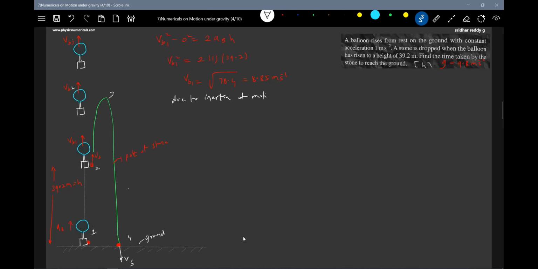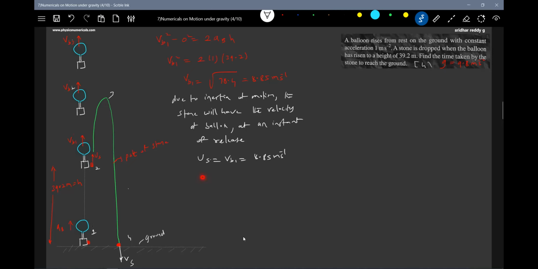Due to inertia of motion, the stone will have the velocity of the balloon at the instant of release. Not every time, only at the instant of release. Therefore, the initial velocity of the stone should be VB1, which is equal to 8.85 meters per second. And we also know h.